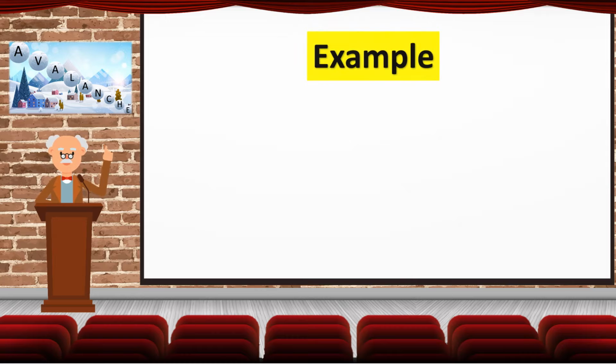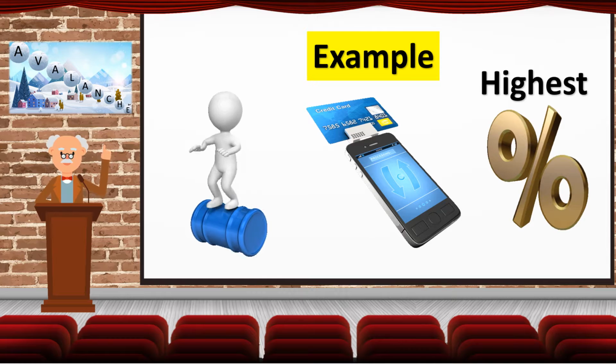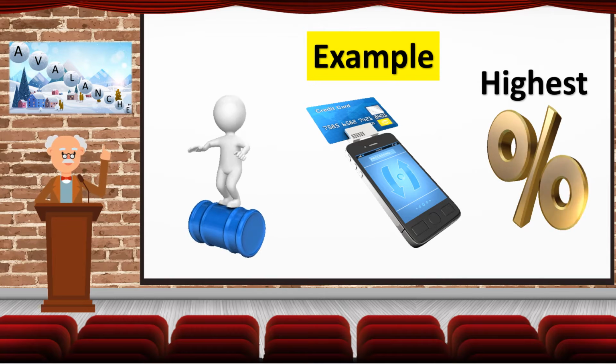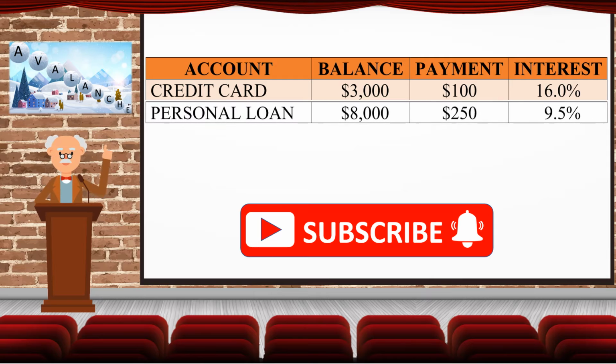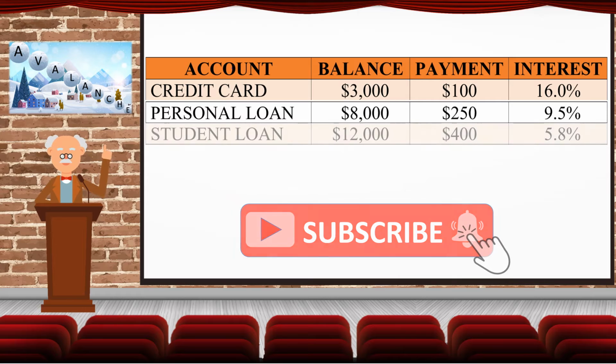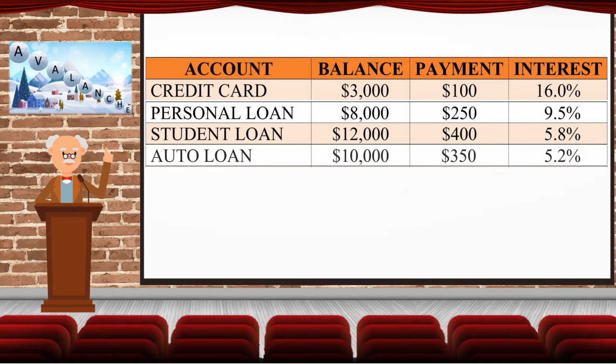Let's assume that you have the following debts that show the balance, minimum monthly payment, and interest for each category sorted by highest interest rate, which is as follows. A credit card with a $3,000 balance and a payment of $100, at an interest rate of 16%. A personal loan with a balance of $8,000 and a payment of $250, at an interest rate of 9.5%. A student loan with a balance of $12,000 and a payment of $400, at an interest rate of 5.8%. An auto loan with a balance of $10,000 and a payment of $350, at an interest rate of 5.2%.